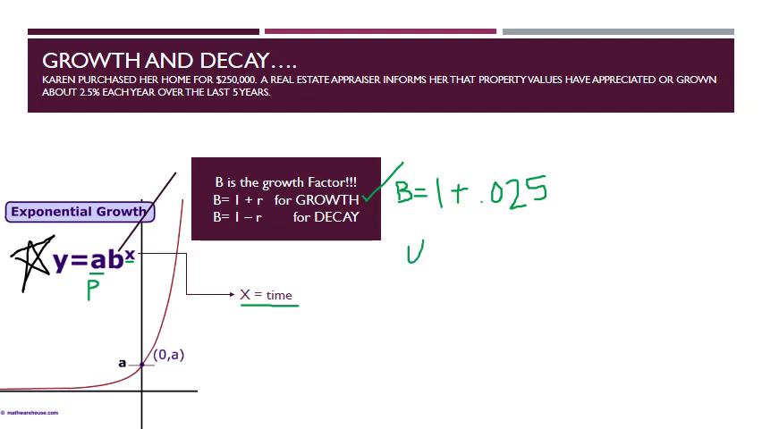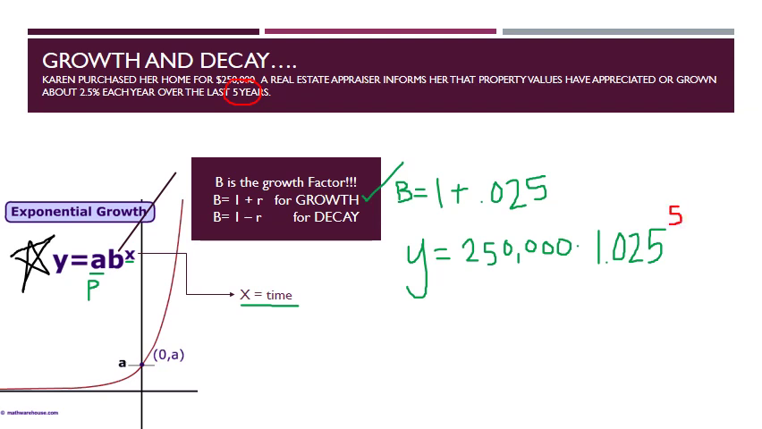So here's what your equation would look like. Y equals 250,000, because that's your A, which is really a fancy word for starting amount. I think of it as principal, but. And then we're going to multiply that times our B, which we just calculated as 1.025. And then we're going to take that to our exponential power, which is our time. And in this case, it's 5 years.